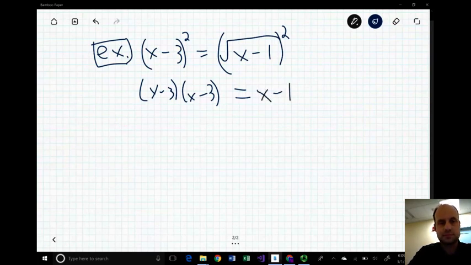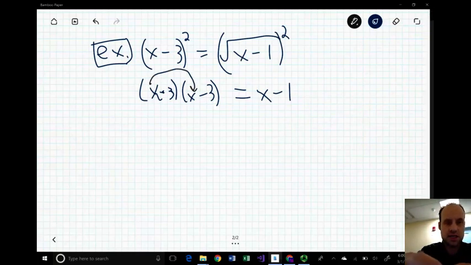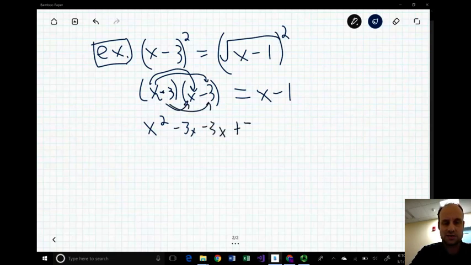Okay? No problem. Remember that's an x right there, and that is a 3 right there. So all we have to do is multiply x minus 3 times x minus 3, or some people like to call it FOIL. So x times x is x squared. X times negative 3 is negative 3x. Negative 3 times x is also negative 3x, and negative 3 times negative 3 is positive 9. Still equals x minus 1.